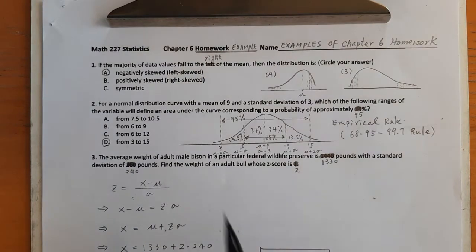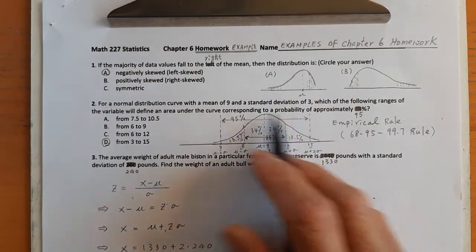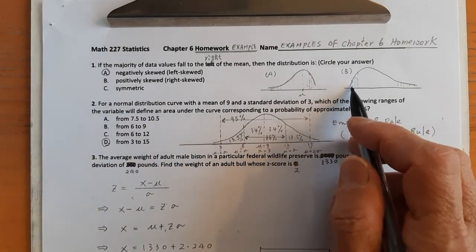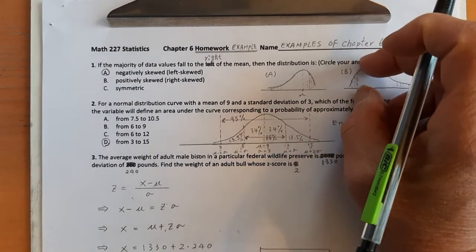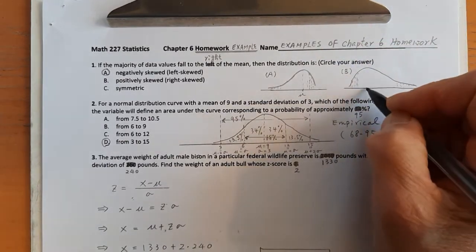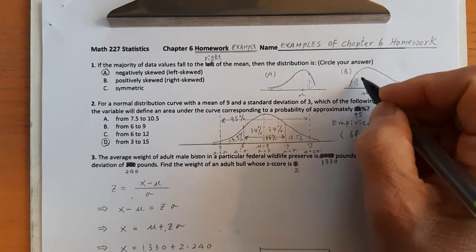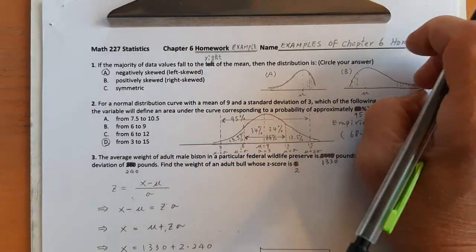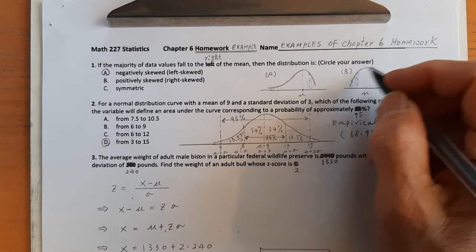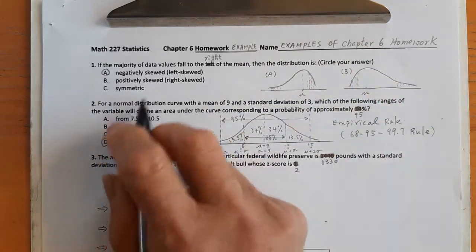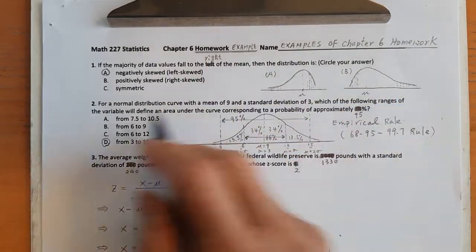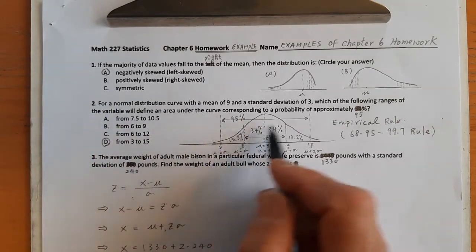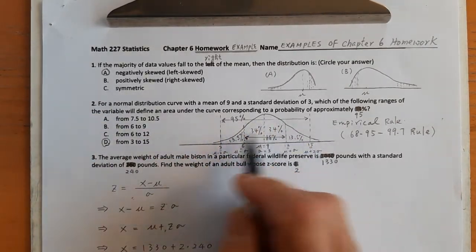From negative to positive. So left is negative. So this answer should be A. Now, the other way is if the majority of the data fall to the left of the mean. The left side is fat and the right side is slim. Then we call this skewed to the right, or right skewed, and that is also called positively skewed. And symmetric is this kind, bell-shaped evenly. That's symmetric.